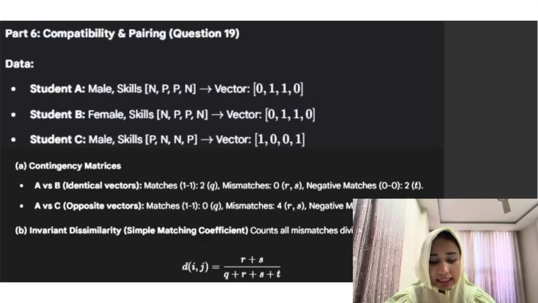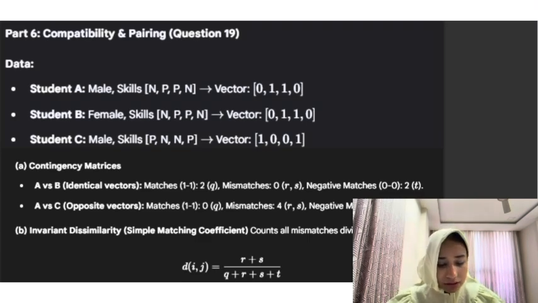this dataset of 3 students A, B and C, and their genders are defined as male, female and male. And 4 skills of each student are determined as N, P, P, N. As you can see on the screen as well, student A, who is male, and skills are N, P, P, N, and vector is given as 0, 1, 1 and 0. Similarly, for student B, who is female, skills are defined and vector is given. And student C, who is male, and skills and vector are defined.